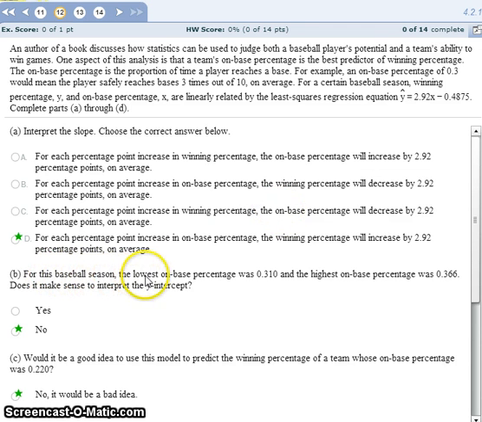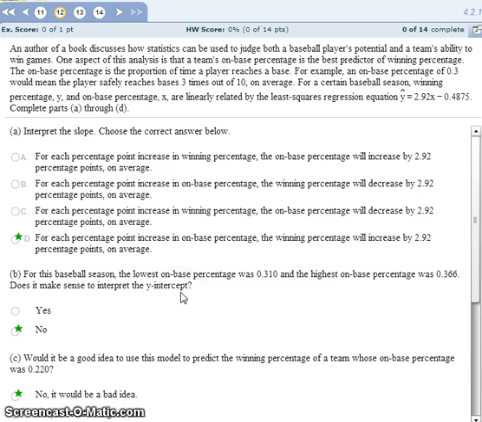For this baseball season, the lowest on-base percentage was 0.310 and the highest on-base percentage was 0.366. Does it make sense to interpret the y-intercept? And so we only want to use this equation to interpret values in between these two. Nothing lower than that, nothing higher than that.